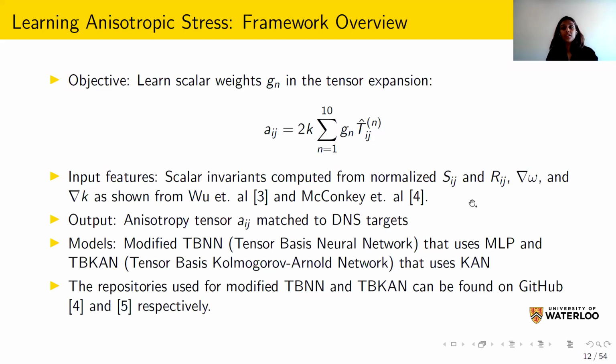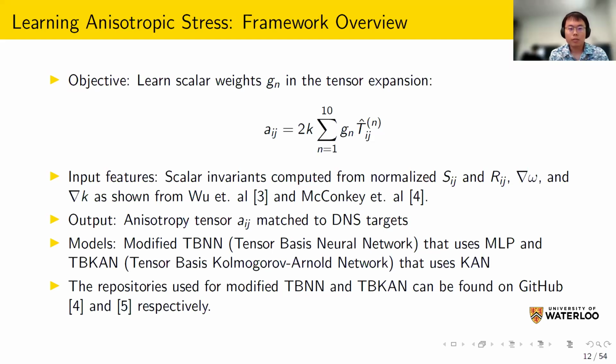That's how they derive those. So Wu et al. use the gradient for the omega, k, and then pressure as well to come up with another list of scalar invariants. But then McConkey et al. don't use the pressure ones. They only use Sij, Rij, and then on top of that, the omega and the k. They dropped the pressure one because, apparently, you lose Galilean invariance if you use that or something.